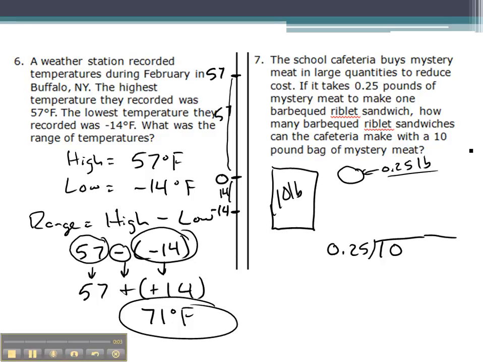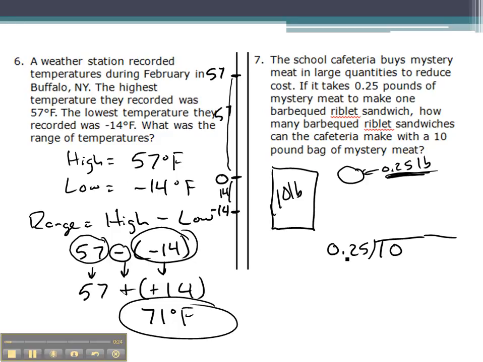Okay, I sort of lost track of time in the last video, so we ended the last video in the middle of problem 7. So in problem 7 we have this 10-pound bag of meat. We need to divide it up into sandwiches that each use 0.25 or a quarter pound each. So we're going to take the 10-pound bag, 10 divided by 0.25.